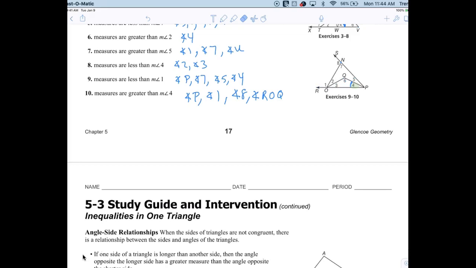Because a part of that angle is in there and it's already greater than 4. So how do we know this is greater than 4? Because angle 2, or ROQ, is greater. Oh wait, no, that's not it. Never mind. Right, good. Thinking, yes. Come on, I told you. All right, go.